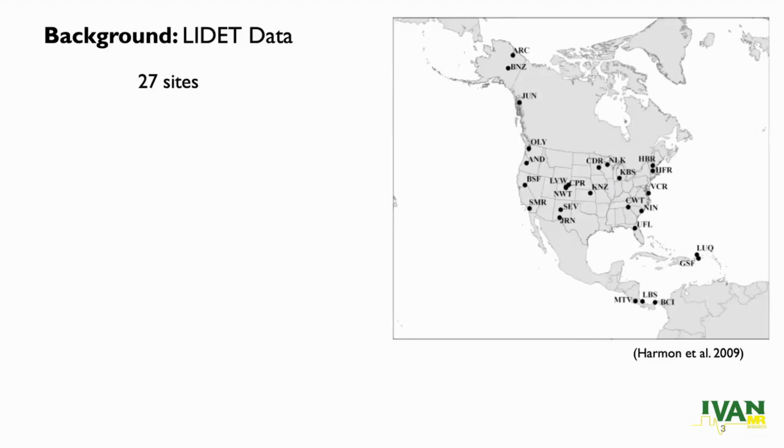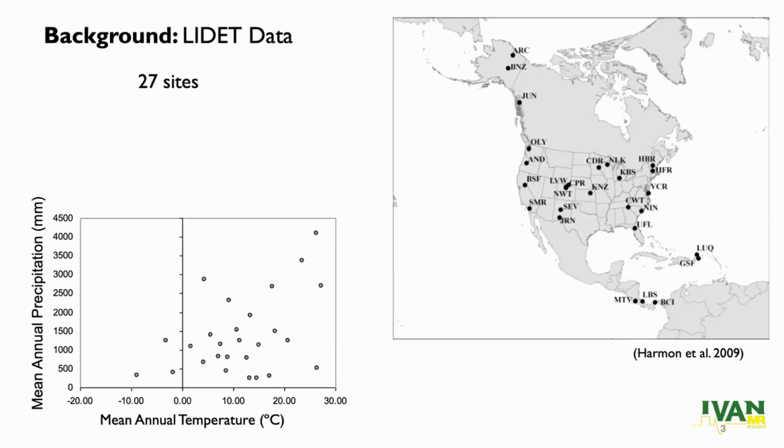So this experiment decomposed a whole variety of litter types at 27 sites from the Arctic all the way down to the tropics. These are the sites here on this slide, and you can see that these sites covered a really wide range of mean annual precipitation and mean annual temperature. So a wide range of sites, although all in North and Central America.